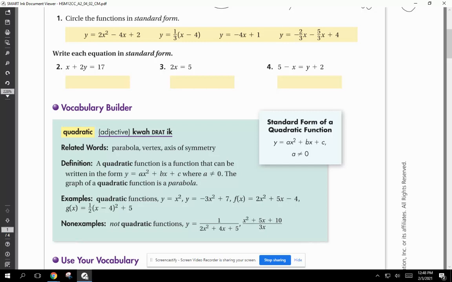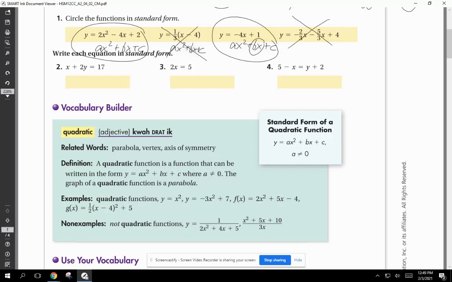Good. Standard form, remember, is ax squared plus bx plus c. This looks like that. Does this look like ax squared plus bx plus c? No. Does this look like it? It doesn't, but it is right. It just has no bx right here. So it's missing this, so it's still an answer. It's a standard form. It's in the right format. And this one right here is not standard form, says the book, says the answer key.